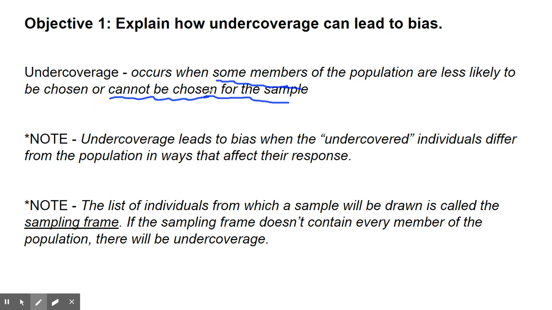So again, they're less likely to be chosen or cannot be chosen for the sample. Note that the list of individuals from which a sample is drawn is called the sampling frame. In that sampling frame, you need to have every member of the population. If you don't, you're going to have undercoverage.